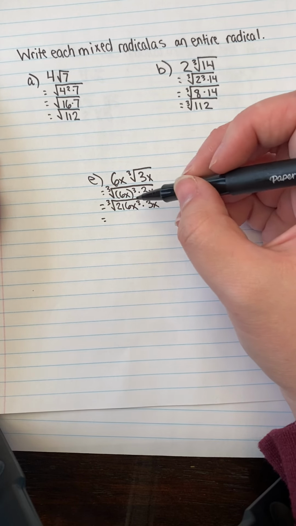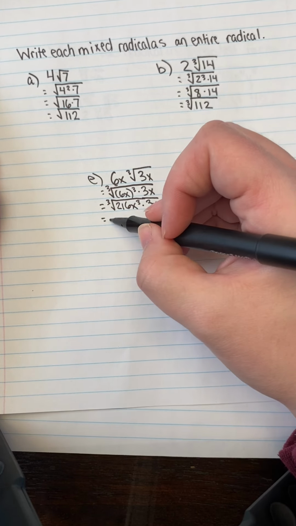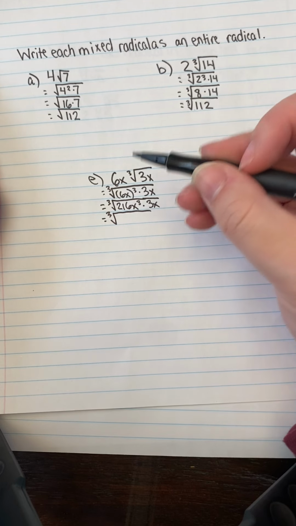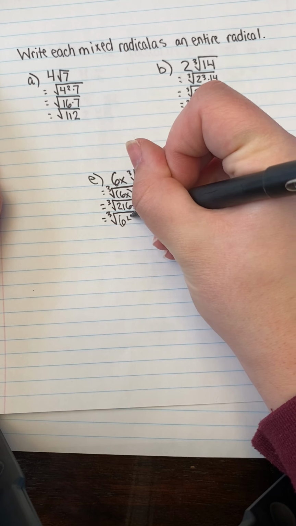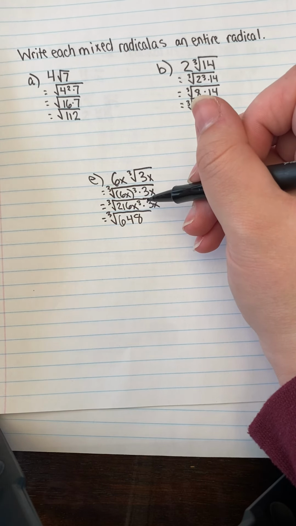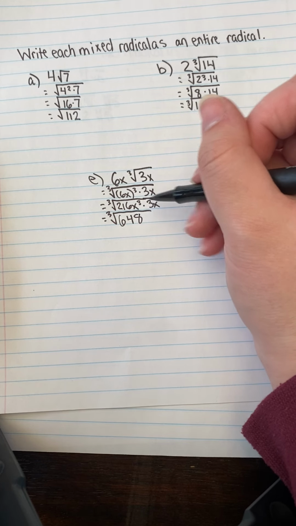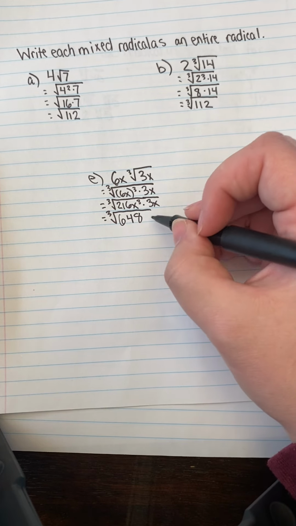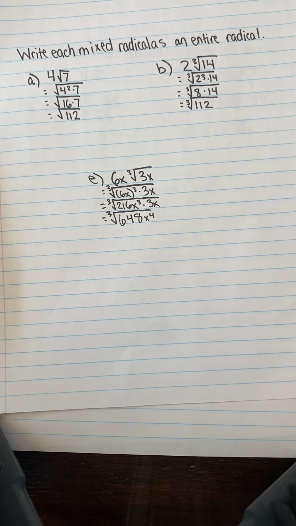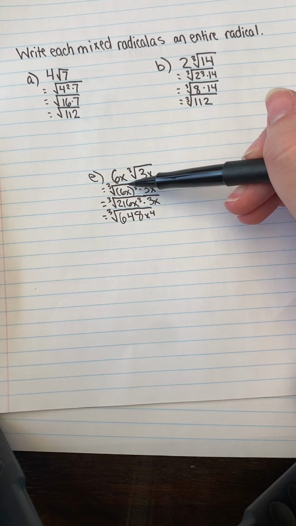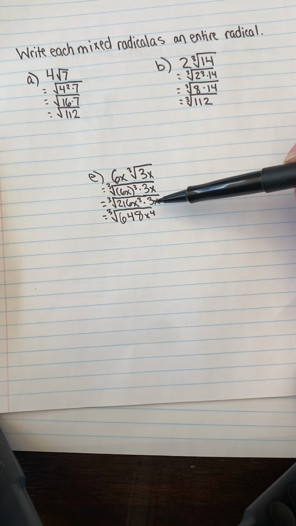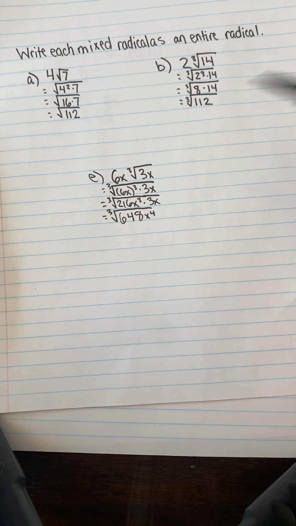Now that we have this, we need to simplify. We need to multiply. We have the cubed root, so 216 times 3 is 648. Now we need to add the exponents. We have x cubed times x to the power of 1, so that's x to the power of 4. The big thing there is to remember to cube everything, the number and the variable, and then when you're multiplying, you add the exponents. Okay, so give these a try. If you have any questions, let me know.